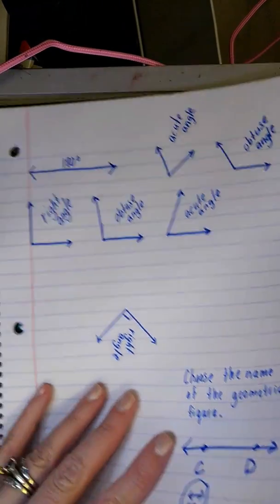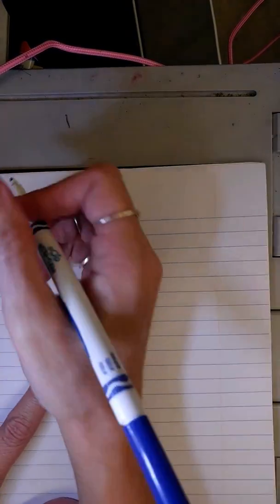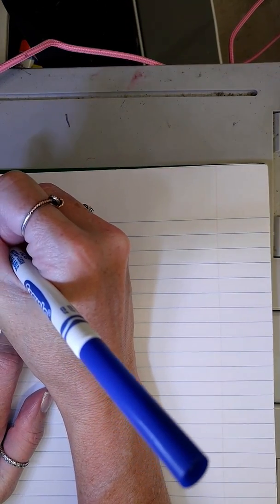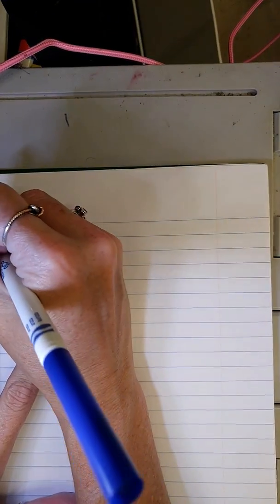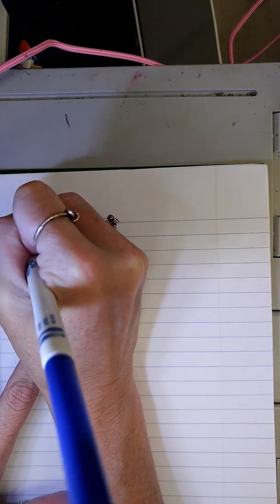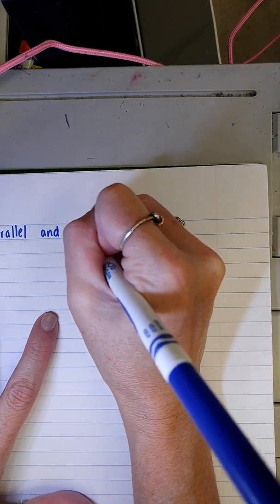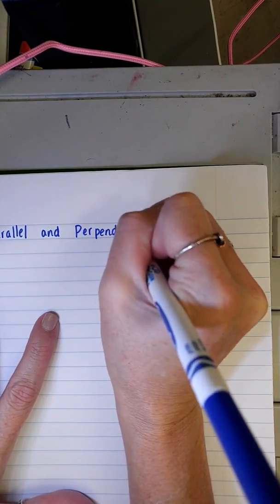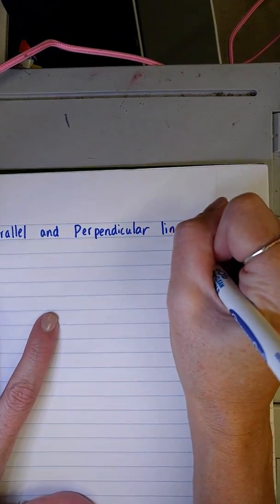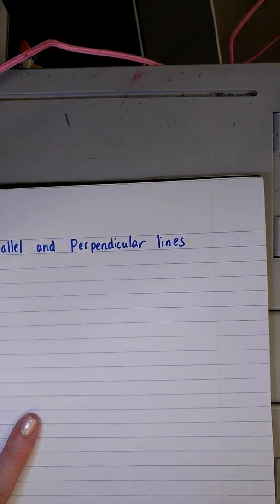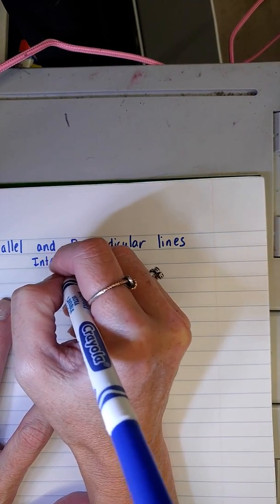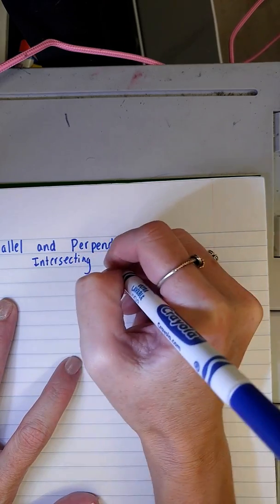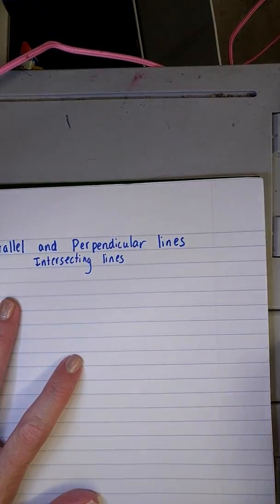All right, so that was one day's lesson, and it was a lot of vocabulary in that day. Another day's lesson was parallel and perpendicular lines. The standard for that day was the same because it's still geometric figures. So parallel and perpendicular lines. They're still going to have to recognize this. It also includes intersecting lines. So what children need to know about this?